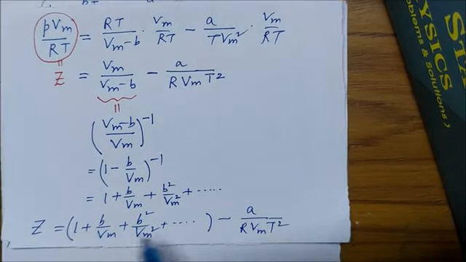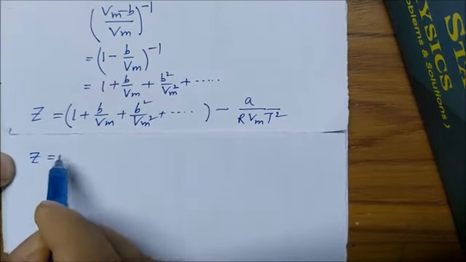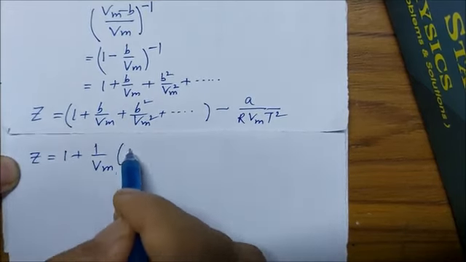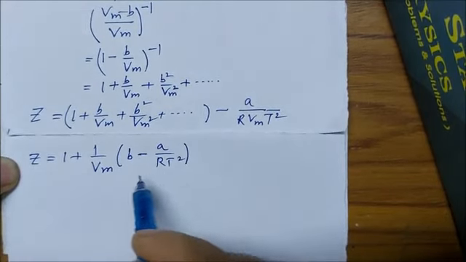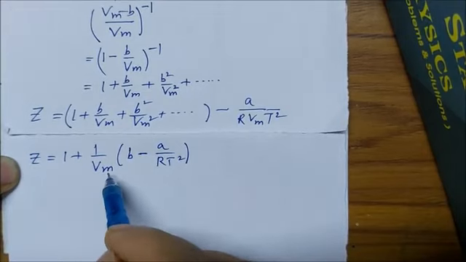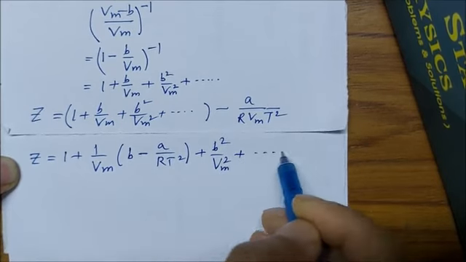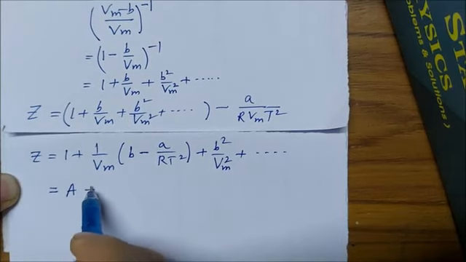an inspection of this equation reveals that the second term involves 1 by Vm and so does this last term. So taking 1 by Vm common from these two terms, we end up with, this is what we have. After taking 1 by Vm as common, let us write the other terms. We can express the compressibility factor in terms of the virial coefficients as follows.